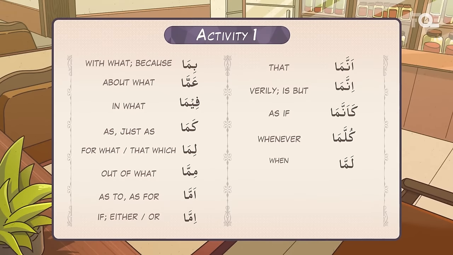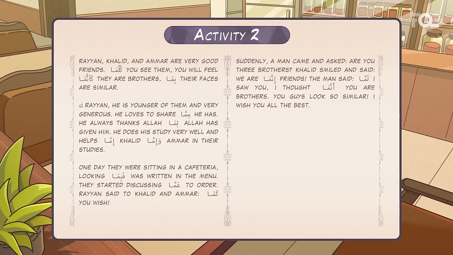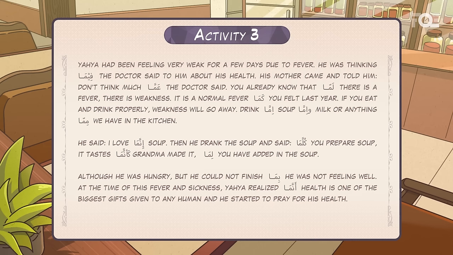Please pause here. Look at the words. Can you give their meanings? And here is the same write-up with Arabic words only. Can you understand? And here is another write-up with the same words. Can you understand?